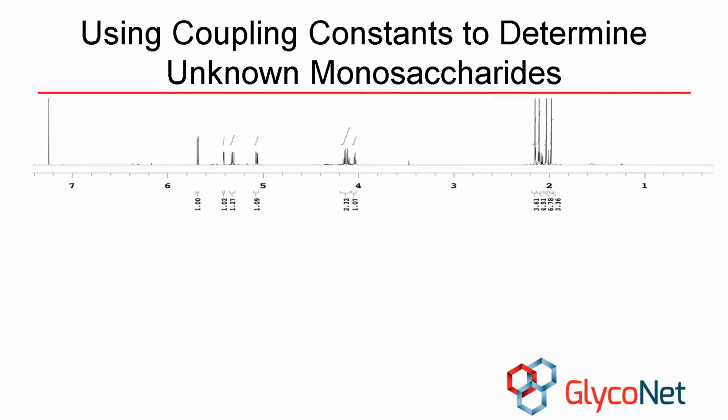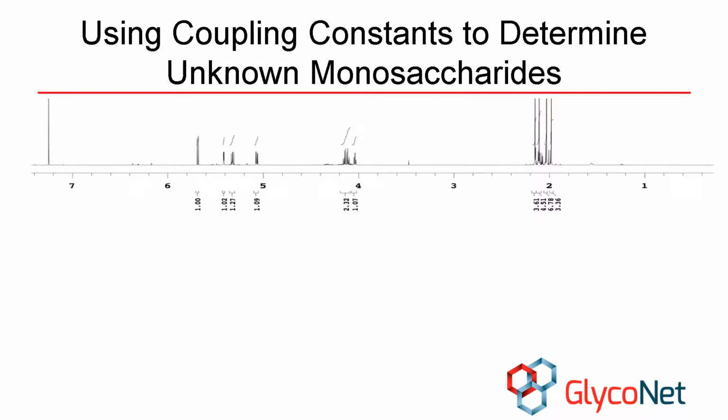Sometimes you won't know what the identity of your monosaccharide is prior to looking at the NMR spectrum. In the same way that we use coupling constants to distinguish the axial and equatorial anomers, coupling constants can also be used to identify the monosaccharide giving rise to your spectrum. This is done by looking at all the coupling constants within your spectrum and determining the relative configuration based on the size of the coupling constant.